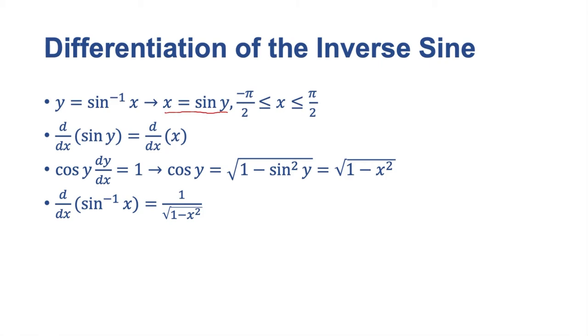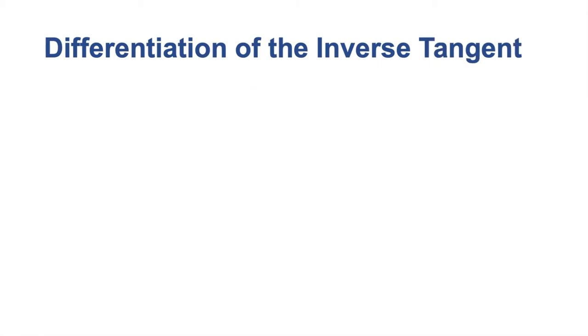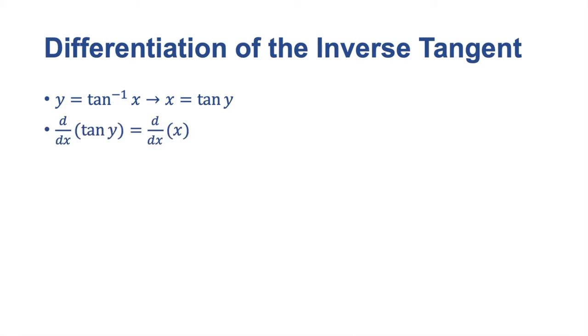All right, so now let's try for the tangent. We're not going to do all the functions. We're just going to do sine and tangent. So we're going to do something very similar. We're going to rewrite the inverse tangent as x equals the tangent of y. And again, we're going to differentiate both sides with respect to x. So we'll take the derivative of tangent of y with respect to x equals the derivative of x with respect to x.